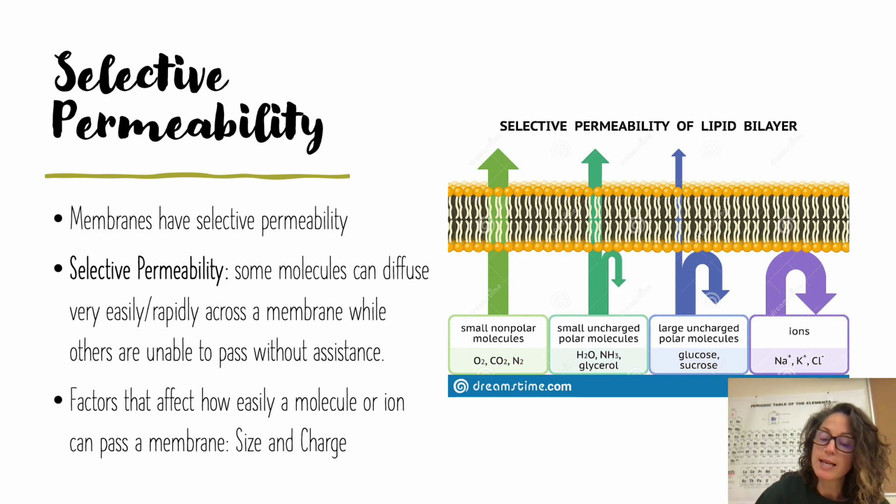Okay, membranes, as I said previously, are selectively permeable. So that means that they let some molecules diffuse through.